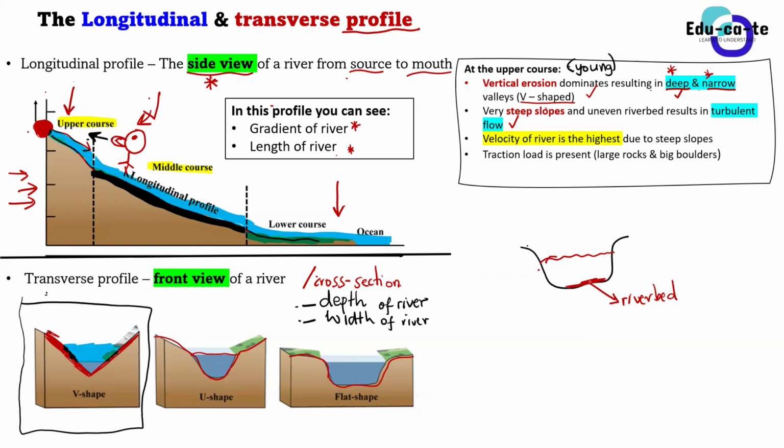So in the upper course, the riverbed is uneven. It means that the riverbed has got rocks, it has got things, it is not even, it's not smooth. Okay, so the riverbed is uneven, the riverbed is not smooth.